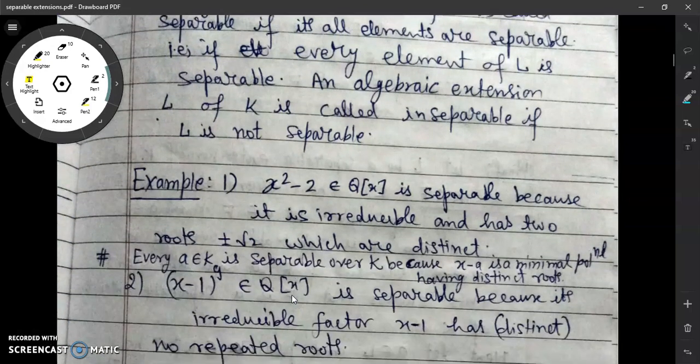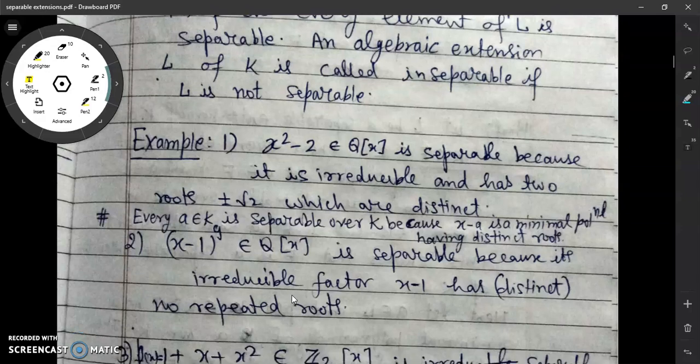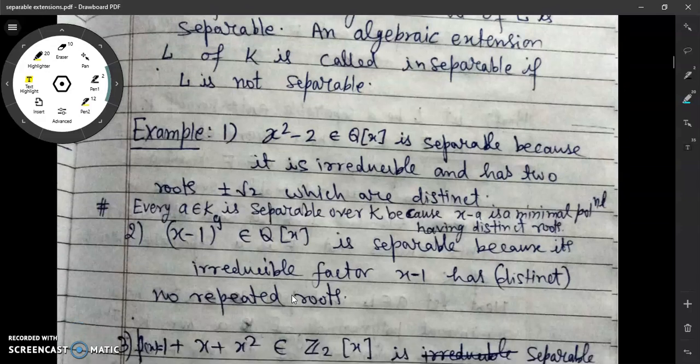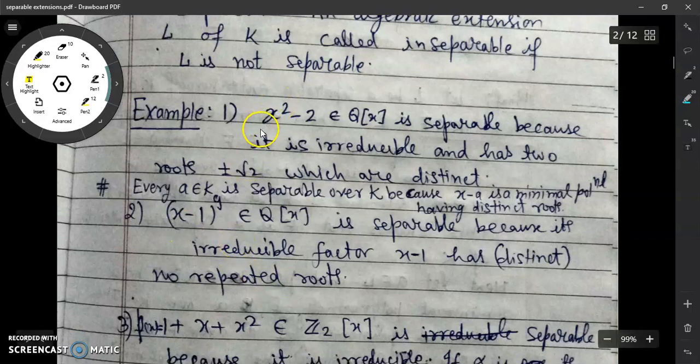So we now illustrate separable and non-separable polynomials with these examples. Observe that here x square minus 2 is irreducible over the field of rational numbers because root 2 is not a rational number. And observe that plus root 2 and minus root 2 both are roots of this polynomial. It means this polynomial is irreducible and it has no repeated roots, meaning it has distinct roots. So this irreducible polynomial will be separable over Q.